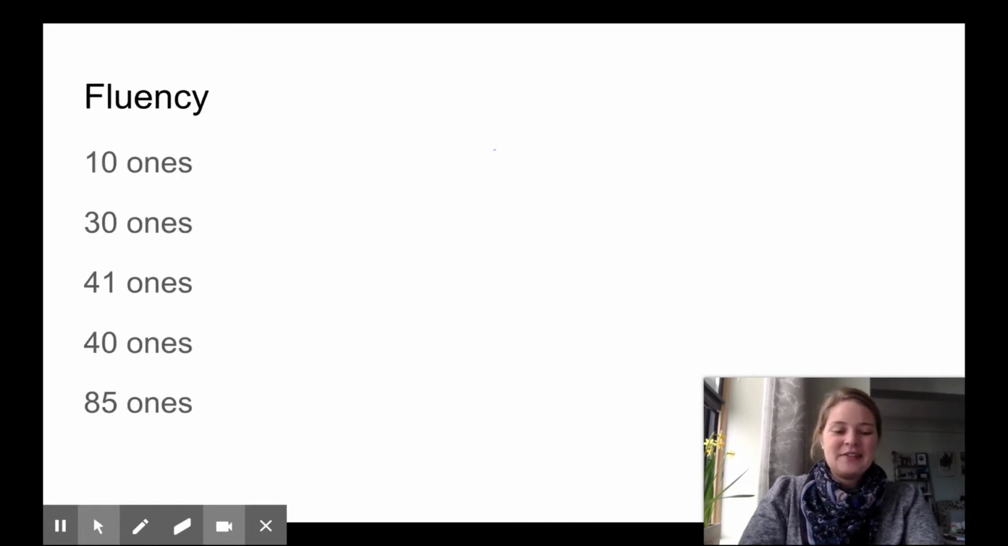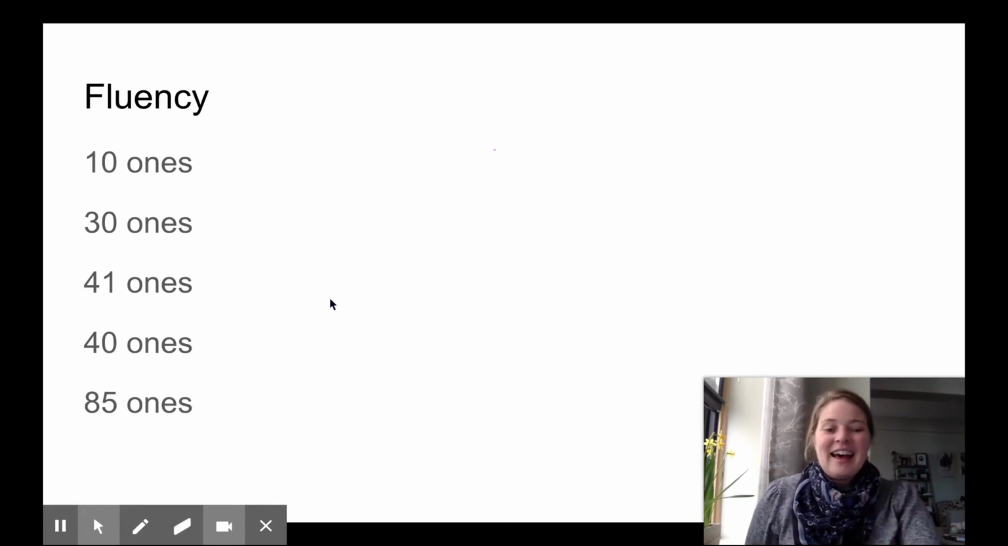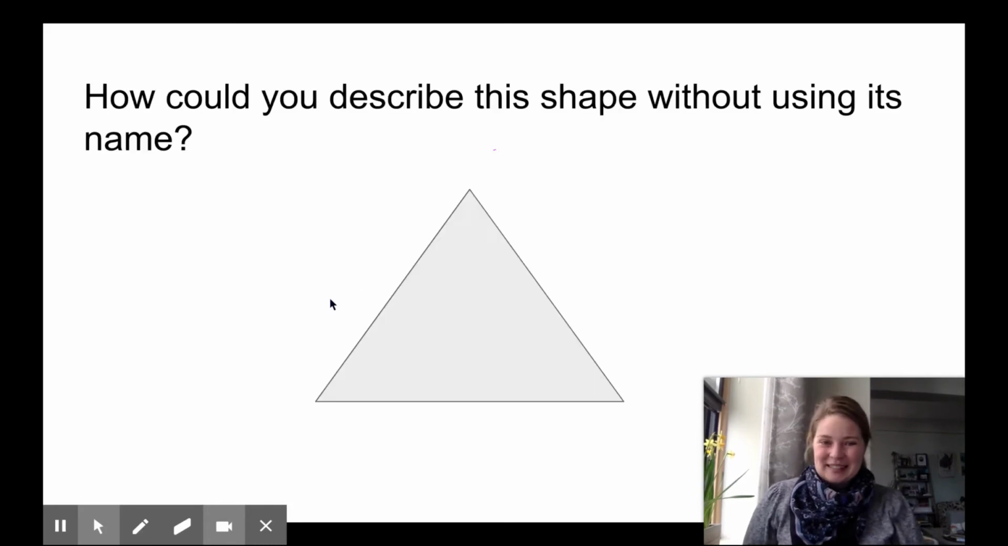If you got any of those wrong, no big deal, but make sure that you're thinking about tens and ones as two separate units. Remember, this is just a review, but it will help you with your fluency practice. Now we're going to get into shapes.